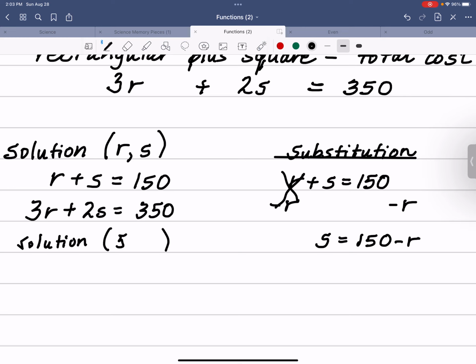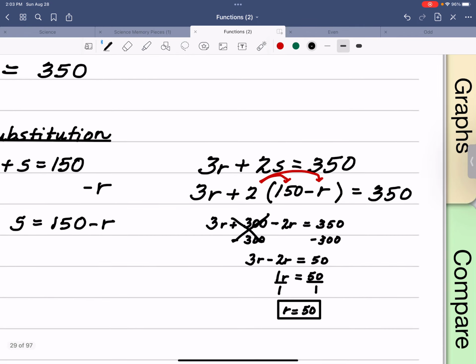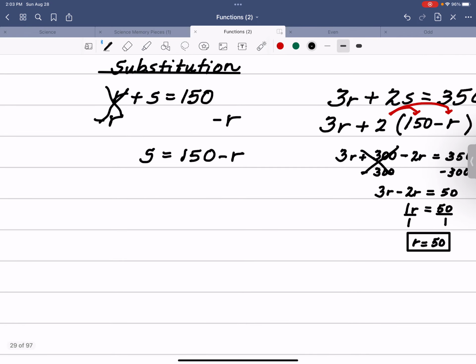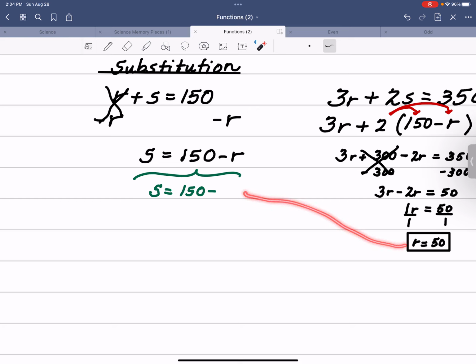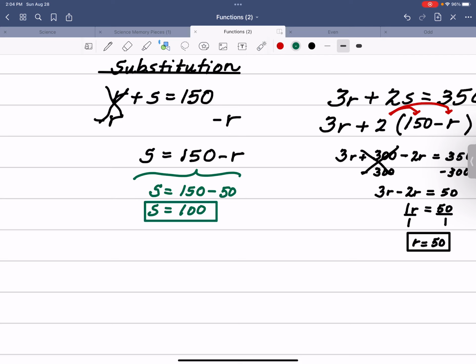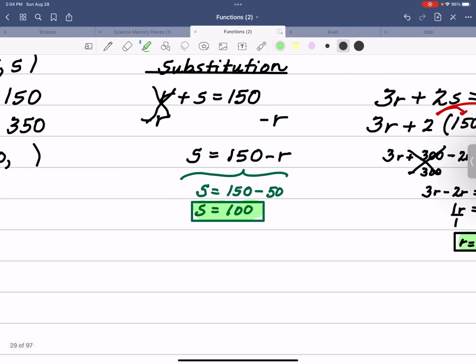R is 50. Now to get S, we need to substitute. I'm just going to back off right here and do it. S is 150 minus, what did we just say R is going to be? 50. So S is equal to 100. And that is the S value for my solution. So here's R, here's S, and here's my solution.